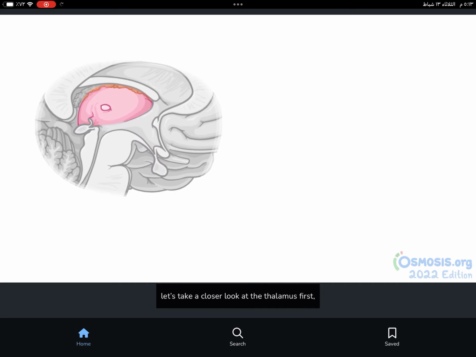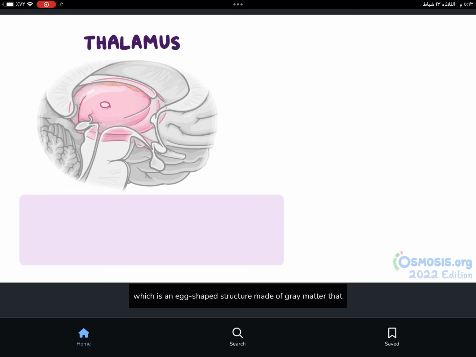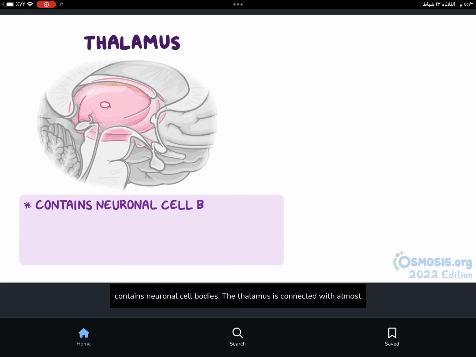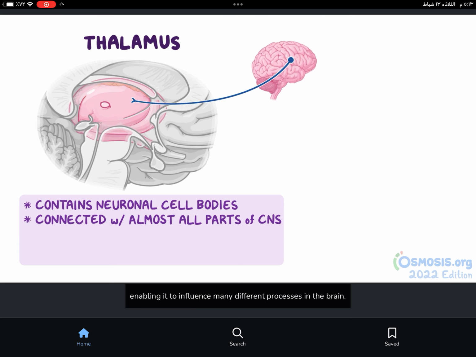Okay, let's take a closer look at the thalamus first, which is an egg-shaped structure made of gray matter that contains neuronal cell bodies. The thalamus is connected with almost all parts of the central nervous system, like the brainstem and the cerebral cortex, enabling it to influence many different processes in the brain.